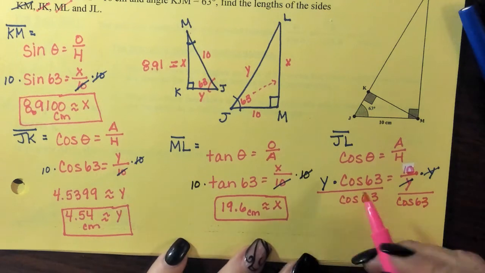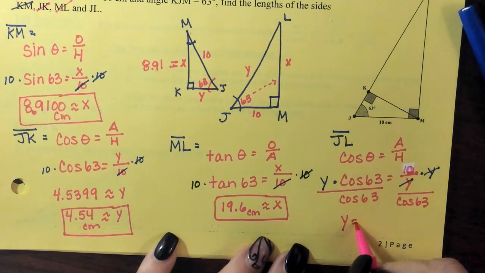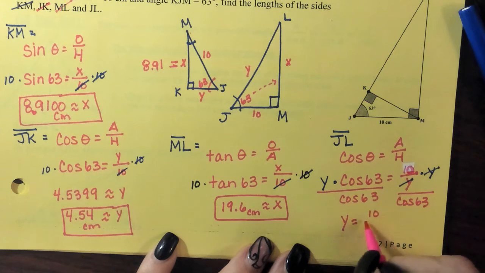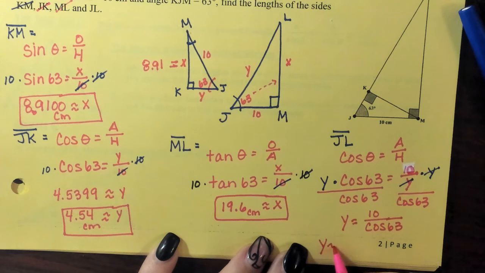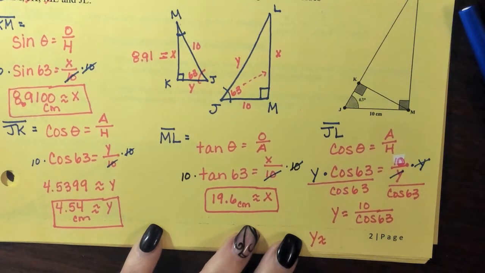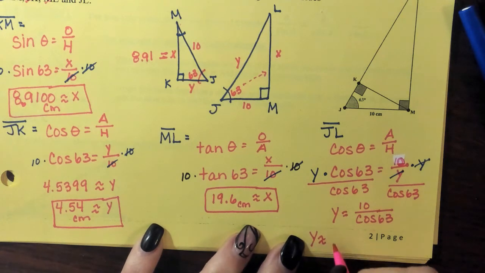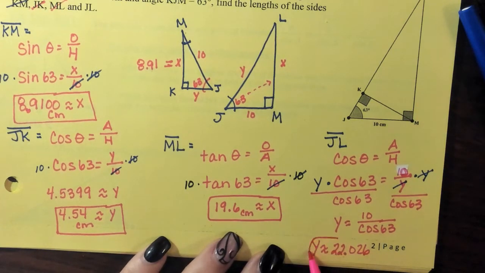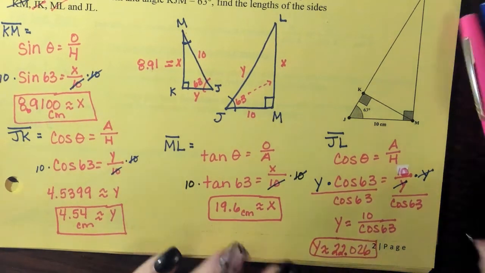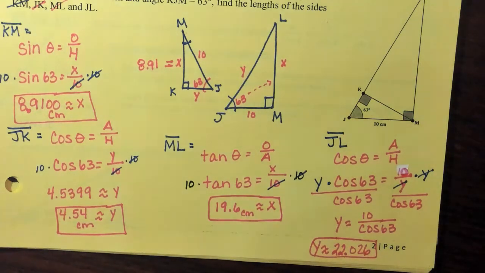So here's what I would end up having. Y equals 10 on top over cosine 63. All right, so y is approximately, here we go, 10 divided by cosine of 63. I got 22.026, or 22.0 is what I would call that, centimeters. I'm just going to leave it there for now. All right, there we go. On to example number 4.